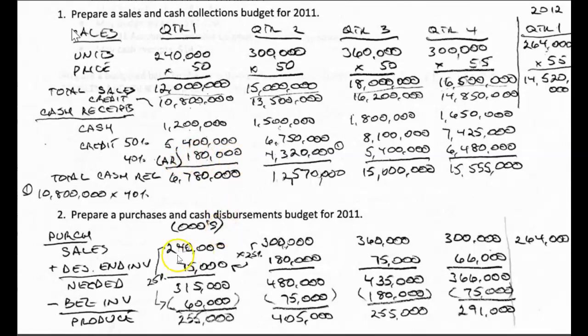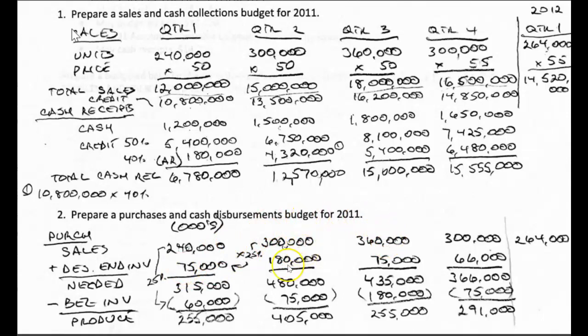Then for purchases and cash disbursements, to prepare purchases, well, this is just purchases. We've got our sales in units. Yeah, this is all units, not dollars yet. The disbursements will be, but 200, there's a 240 and 300 and 360 and 300. Those are the units that we're going to sell, plus desired ending inventory. And they want to keep 25% on hand of the following month's sales. So in the first quarter, we'd have 25% of the second quarter's, or 75,000.